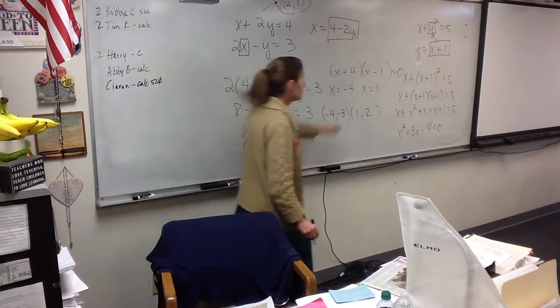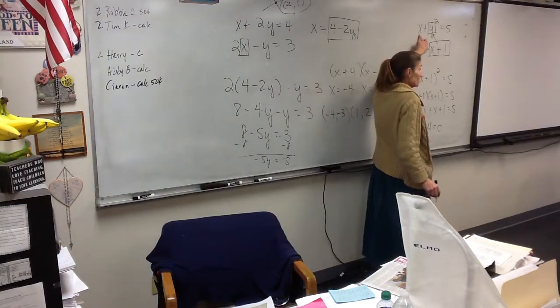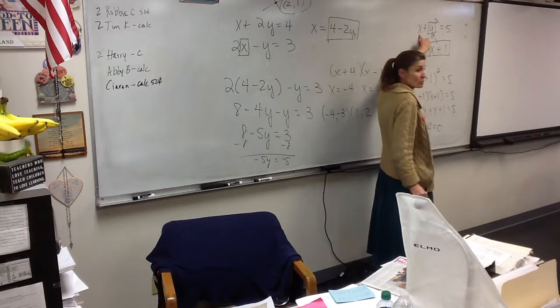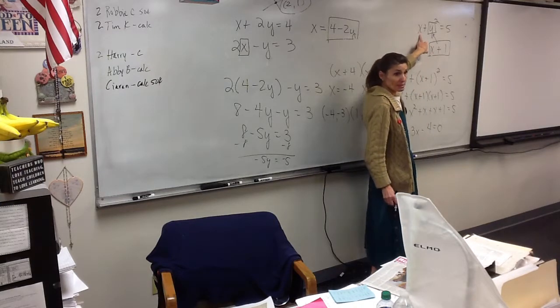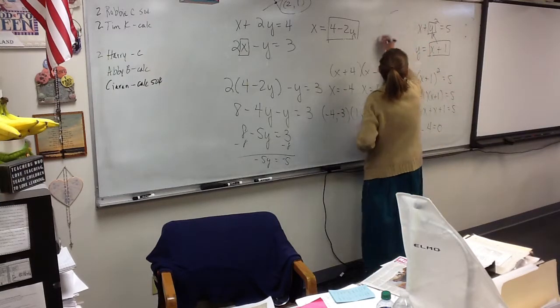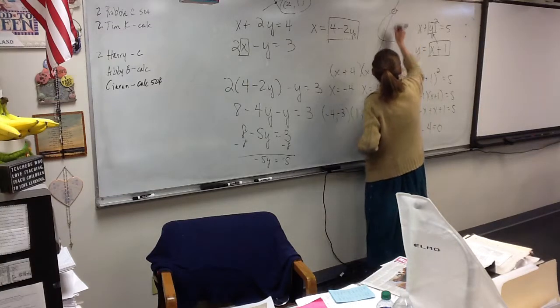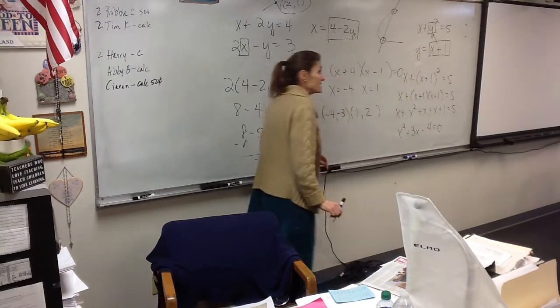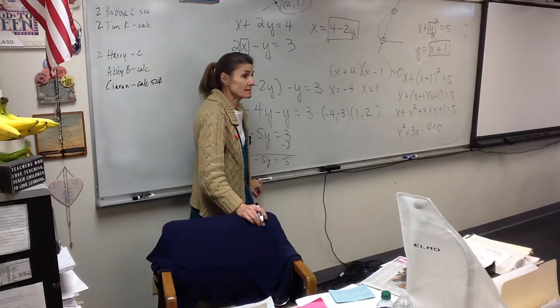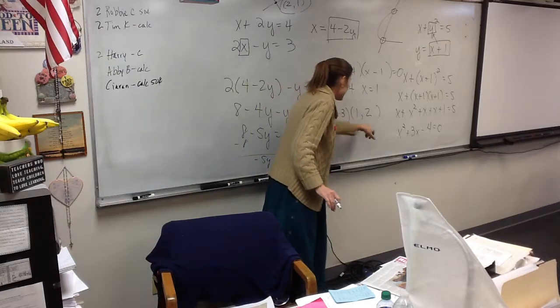Squared. Well, this is a parabola. X squareds or y squareds are parabolas. So you have a parabola and a line, and they are intersecting in 2 places. These are the 2 places.